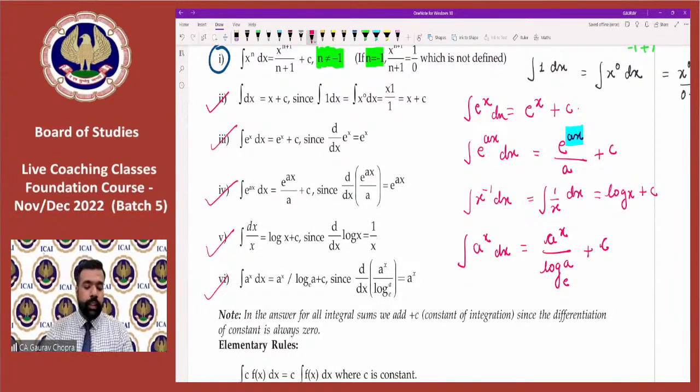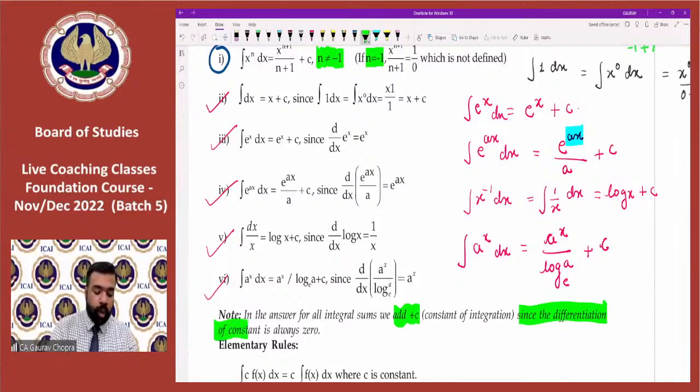All right. So these are the 6 basic formulas. And in the answer for all integrals, we add plus c, that is constant, since the differentiation of a constant is always equal to 0. That is why we will always add the constant after integration.